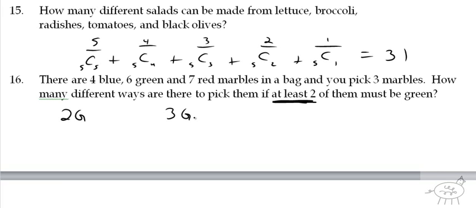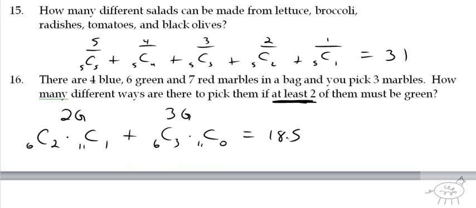So what I have here is 6C2, because there are 6 green, and then, well, what's the rest of the marbles? It's 11, right? Because there are 4 blue and 7 red, so it's 11, and I'm picking one of those. Or, plus, I can pick 3 greens and 0 of the other ones. And if I multiply that and add it together, I get 185.